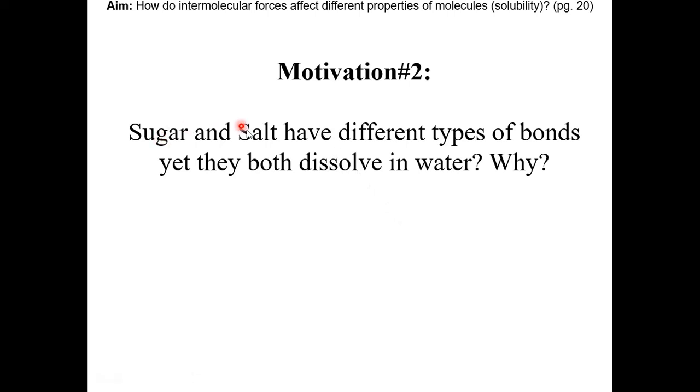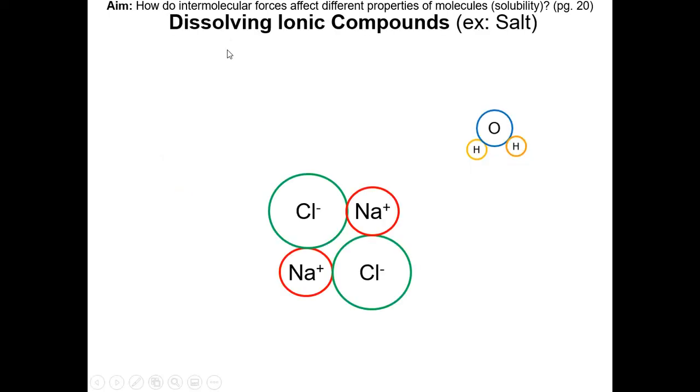Motivation number 2. Sugar and salt have different types of bonds, so sugar is covalent, salt is ionic, yet they both dissolve in water. Why is that? Let's start with dissolving ionic compounds in water. Here we have salt, NaCl. NaCl exists as a crystal lattice.